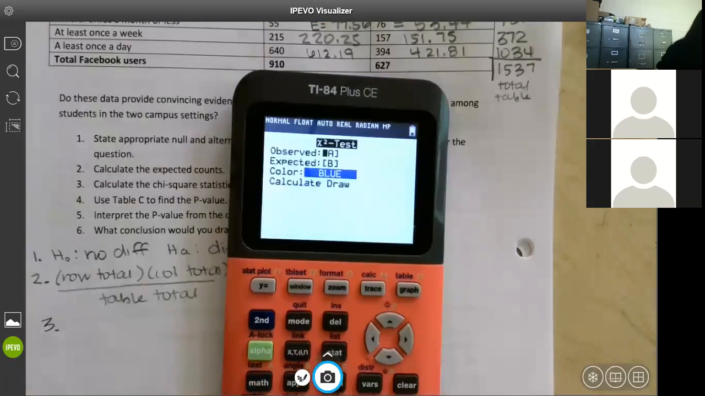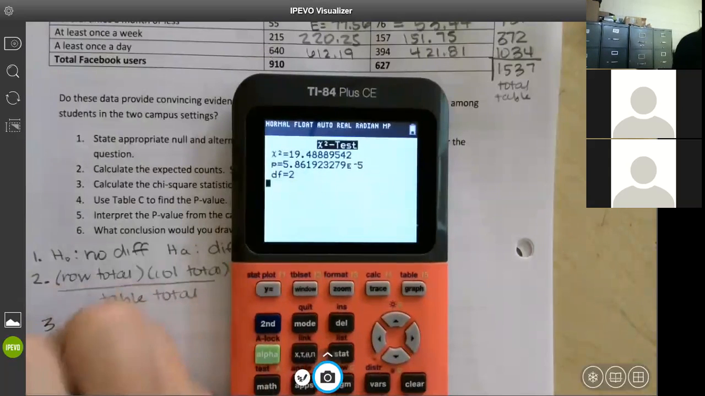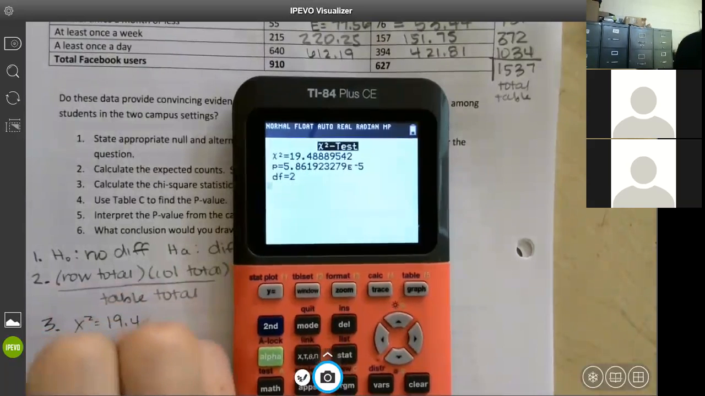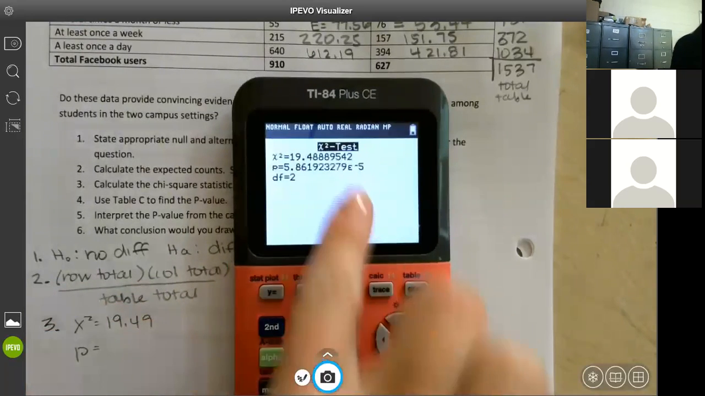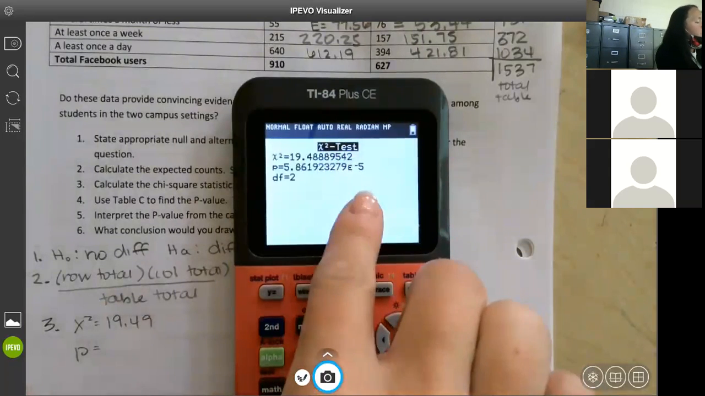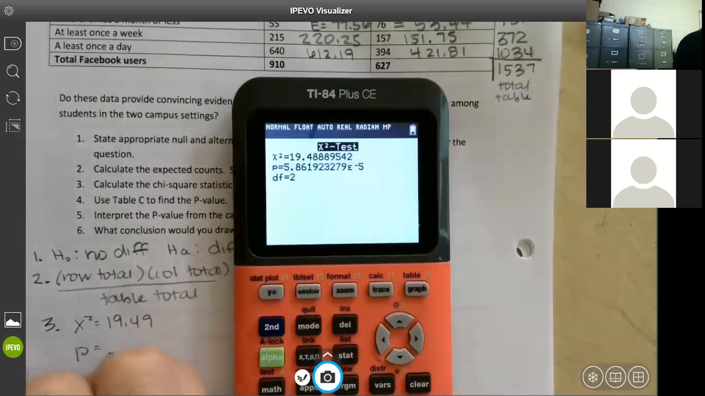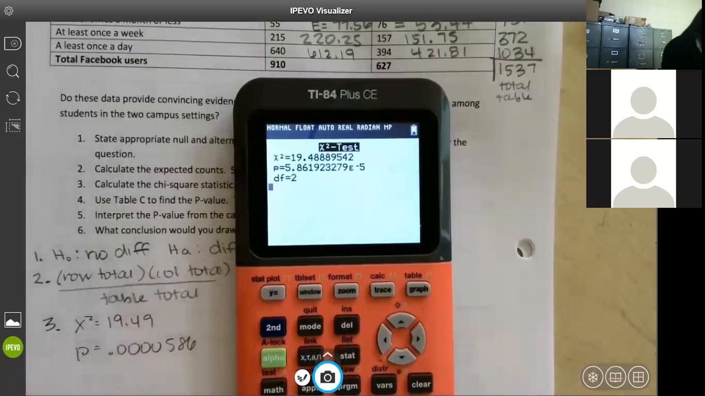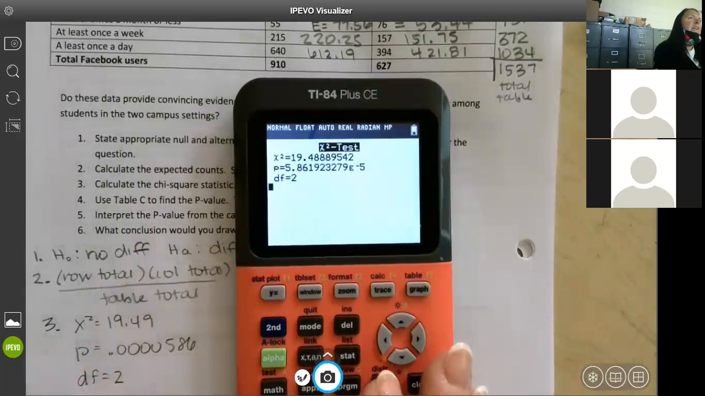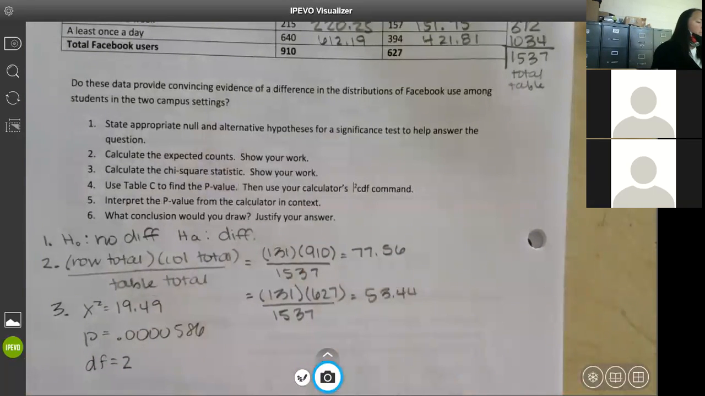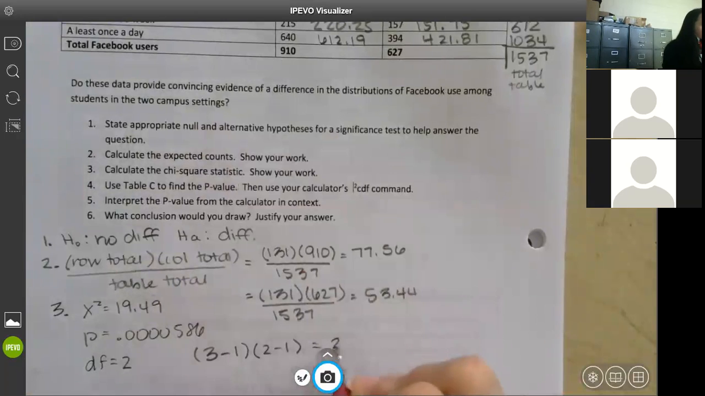We have A and B, and we can calculate. And we get that our chi-squared is 19.49. P is going to be, watch this, some of you on your test still miss this. If it's E -5, I'm putting 4 zeros in front of it. And then degrees of freedom were 2. How do I do that by hand, degrees of freedom? There were 3 rows minus 1, 2 columns minus 1, gives me 2 times 1, or 2. Okay, just so you have that.